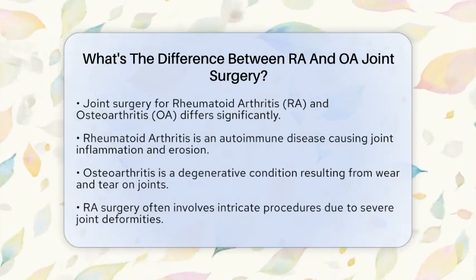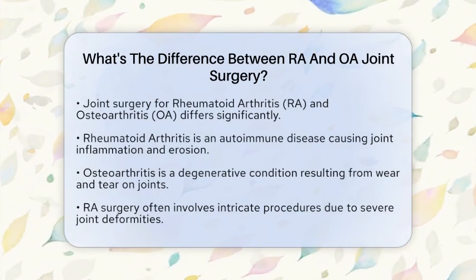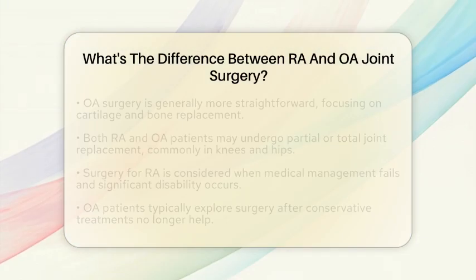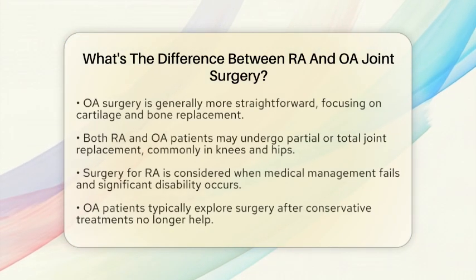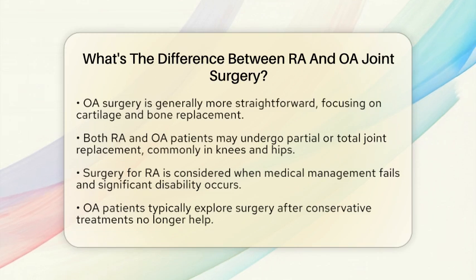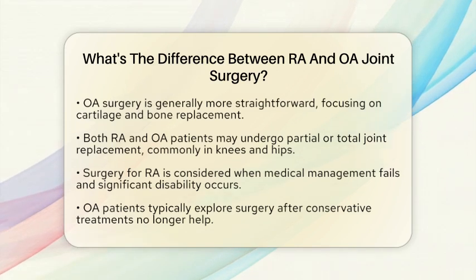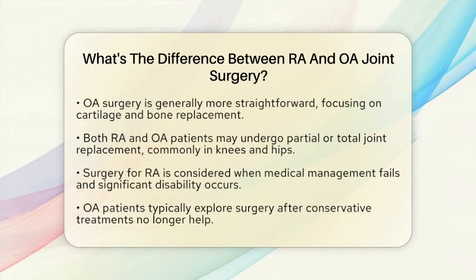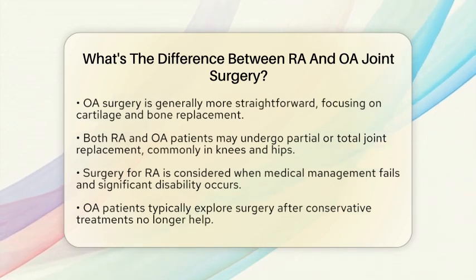Now, let's talk about the complexity of the surgeries. Patients with rheumatoid arthritis often require more intricate surgical procedures. This is because their joints may be severely deformed, and the surgery may involve removing damaged soft tissues and inflamed synovium. Sometimes, additional procedures like soft tissue releases are necessary to correct joint contractures.